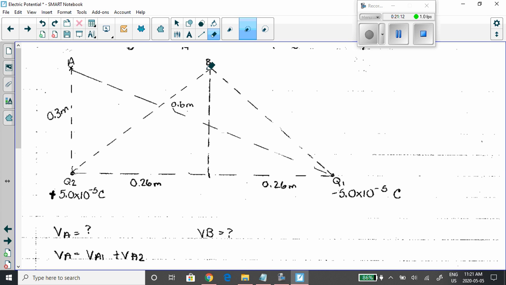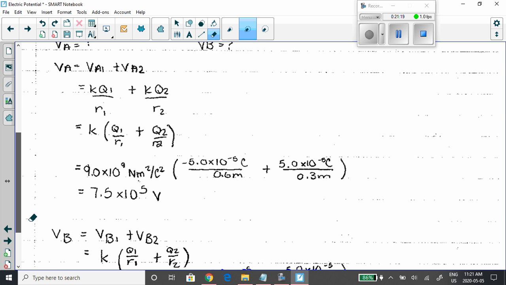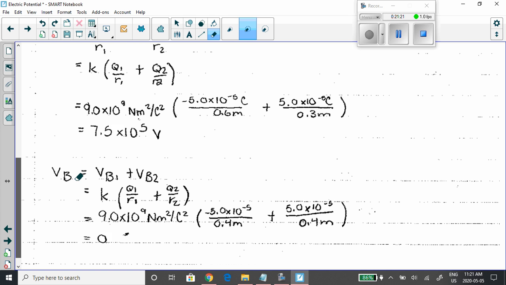How about the voltage at point B right there? Well, a similar type of process goes on. The voltage at point B is equal to the voltage at point B because of the presence of charge 1 plus the voltage at point B because of the presence of charge 2. And then we do similar mathematical calculations. We plug in values, and lo and behold, the voltage there is zero. Zero voltage there.